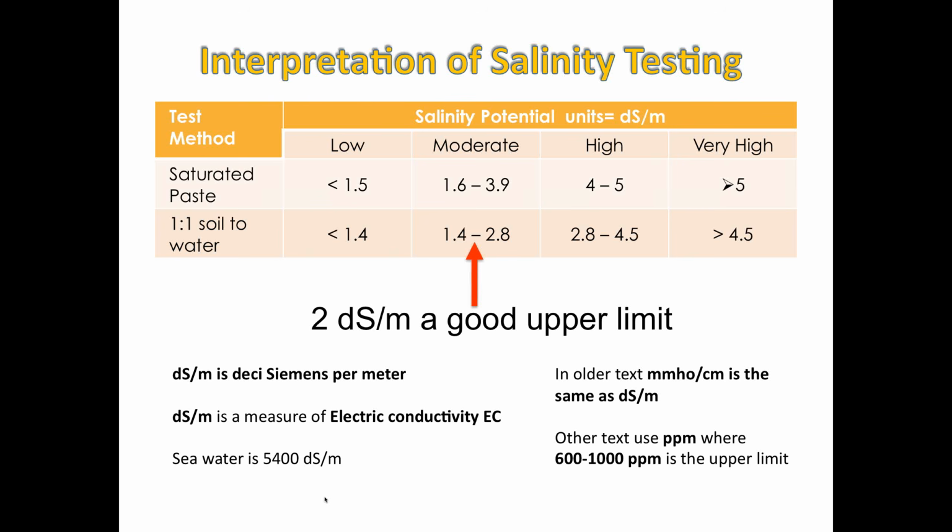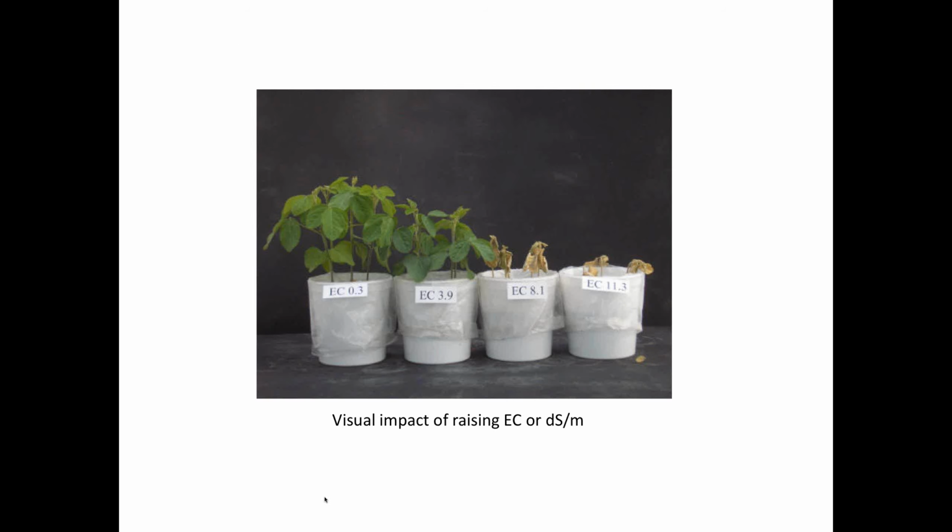Just a visual impact of what happens as you start increasing your electroconductivity. And you can still grow plants. They're almost 4, but they're definitely going to show problems. And we start, in this case, killing these soybean plants by the time we got to 8 decimons.